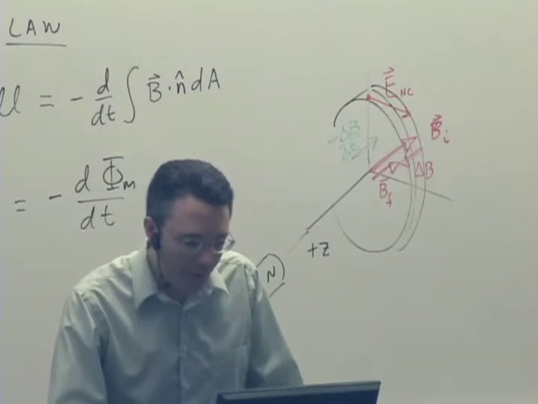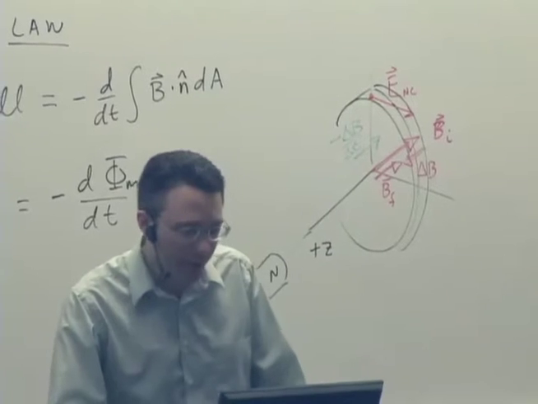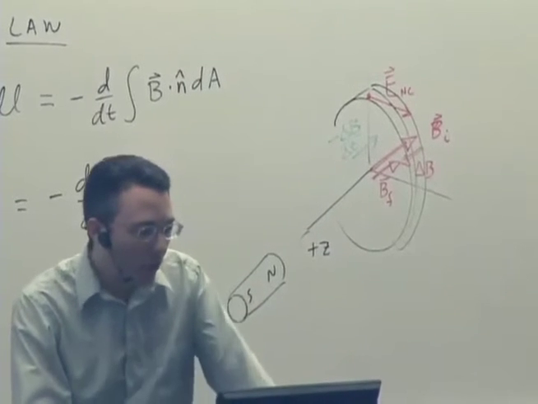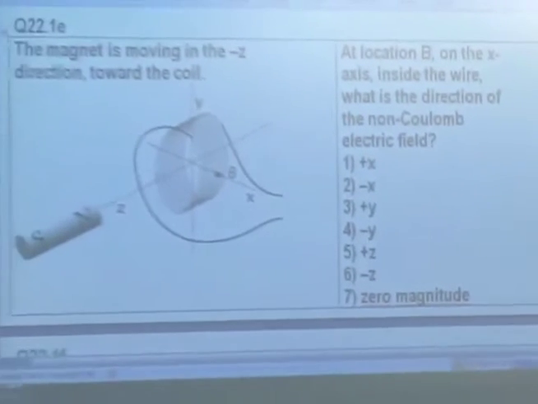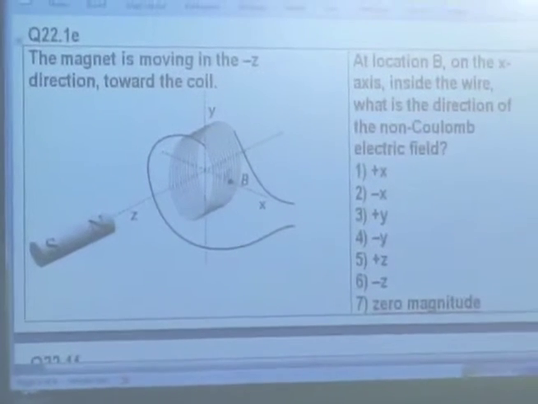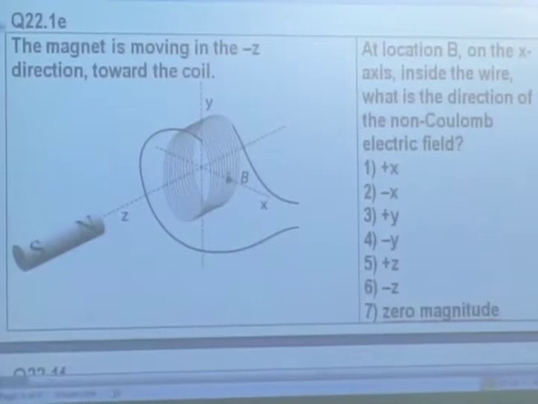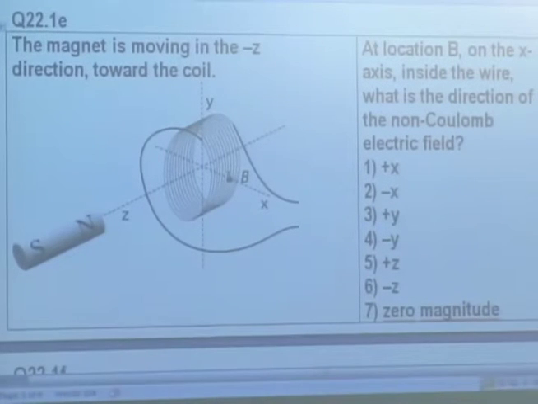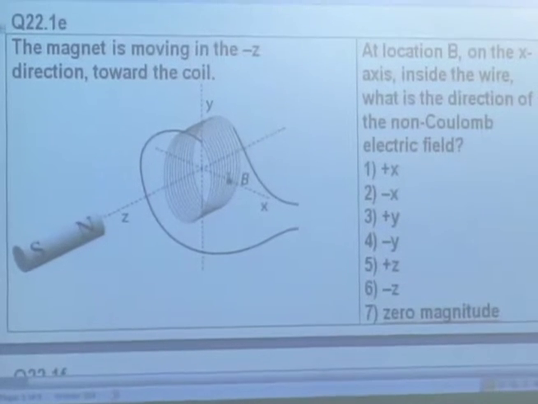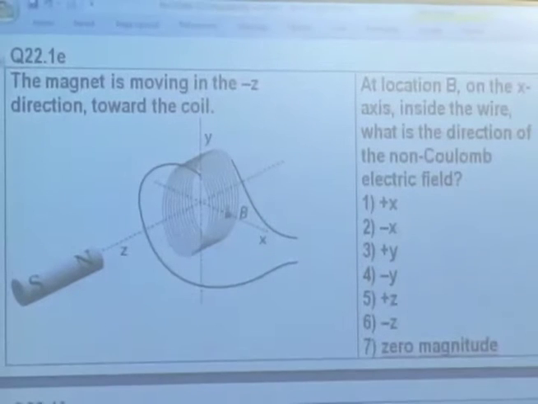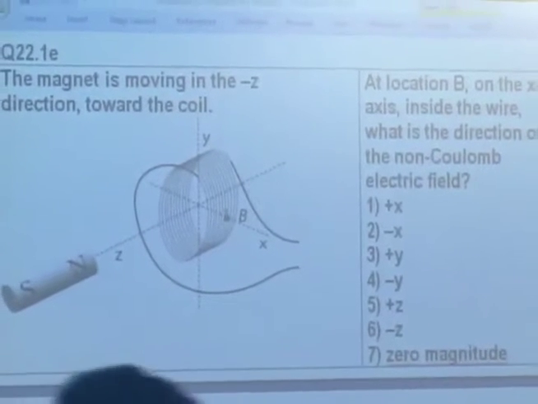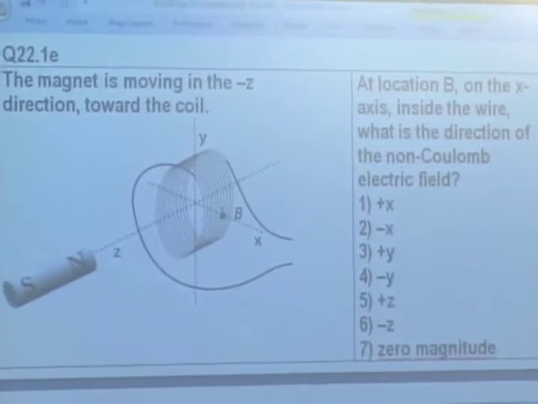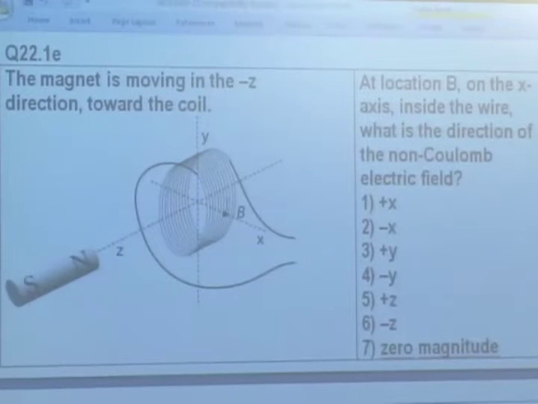And now it's basically you take all the steps. Here is the bar magnet. We're now moving the bar magnet toward the coil in the negative Z direction. We're interested in an observation location B, which is on the positive x-axis. So the coil comes down and intersects the x-axis at this location. Go through the steps. Can you find the direction of the non-Coulomb electric field at location B?